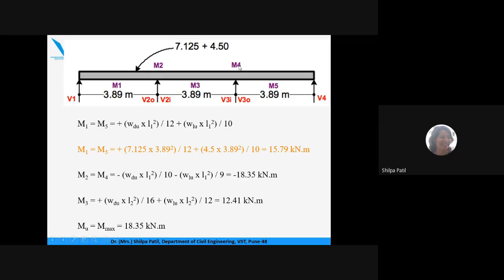Similarly, these are the support moments M2 and M4 for which the coefficients are minus L by 10 and minus L by 9.